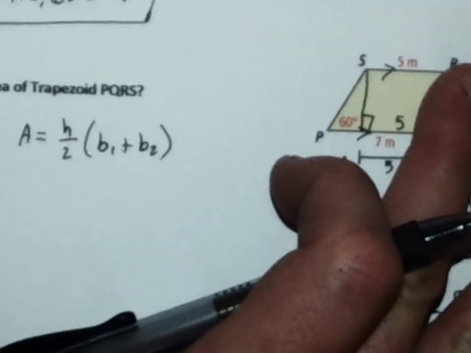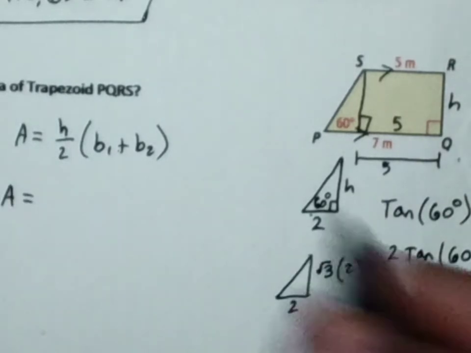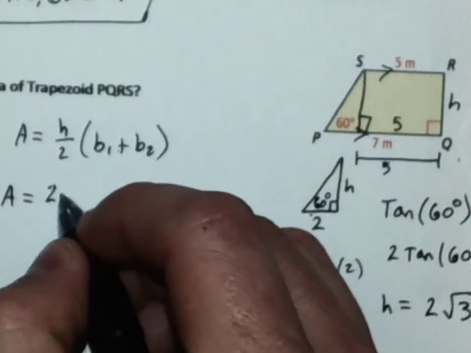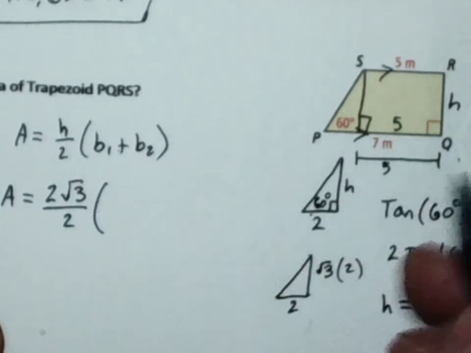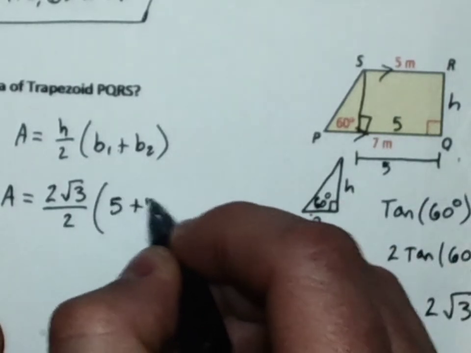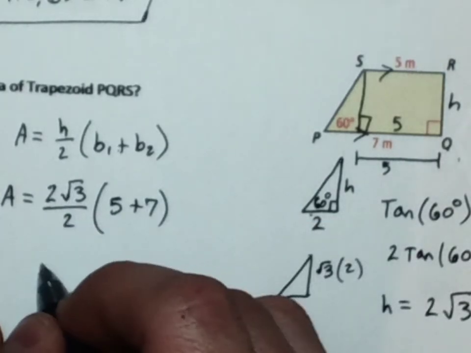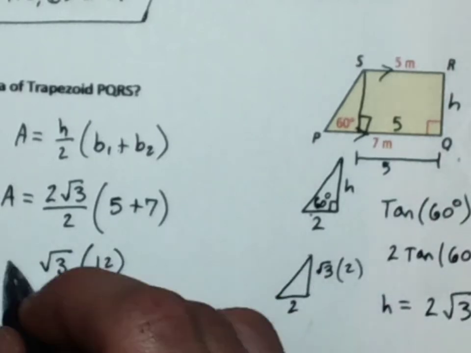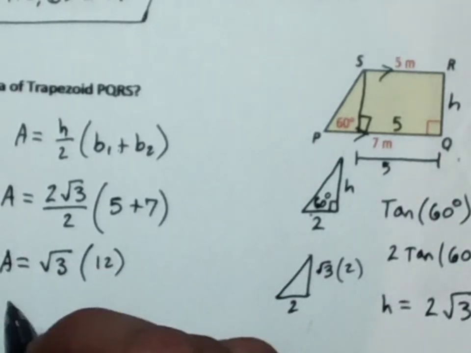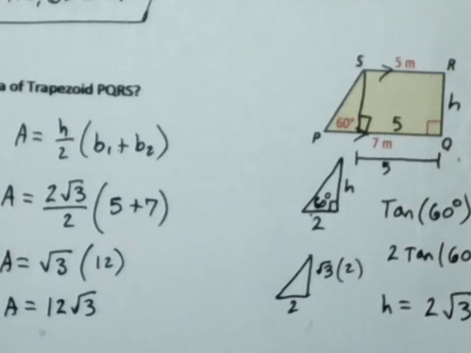So we go back over to our area equation, and we say that the area is equal to 2 times the square root of 3 divided by 2, times base 1 plus base 2, which is 5 plus 7. This 2 and that 2 divide away, leaving just the square root of 3. 5 plus 7 is 12. So the answer, as an exact answer, is 12 times the square root of 3.